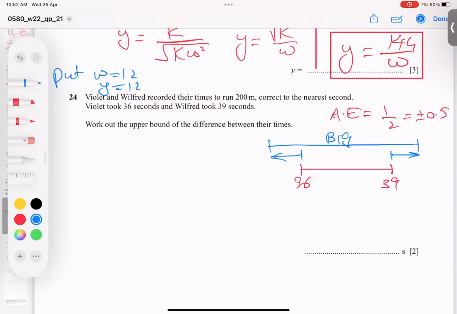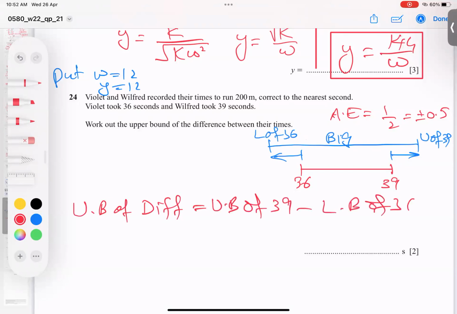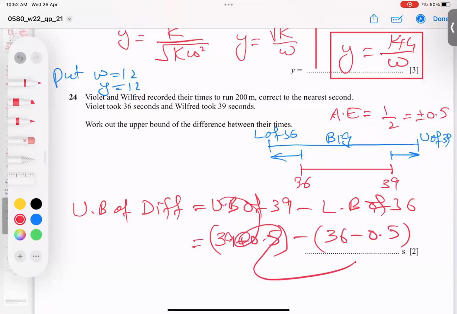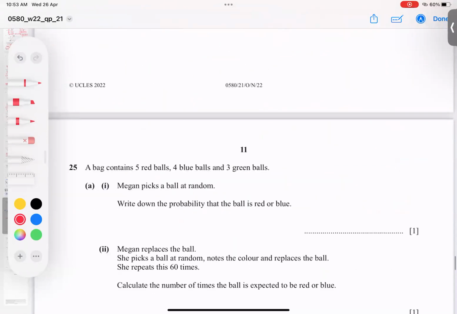So I will find the upper bound of 39 and the lower bound of 36. What is the big difference? The upper bound of the difference: upper bound of 39 means 39 plus 0.5, and lower bound of 36 means 36 minus 0.5. In the upper bound I add, and in the lower bound I subtract. Now I check in my calculator: 39.5 minus 35.5 is 4. I hope the idea is clear.